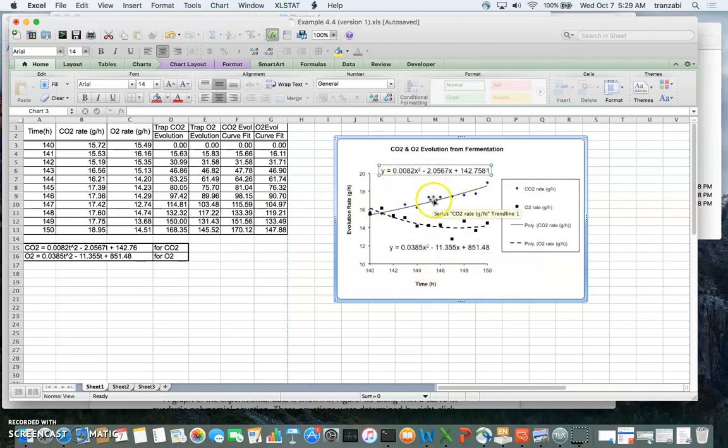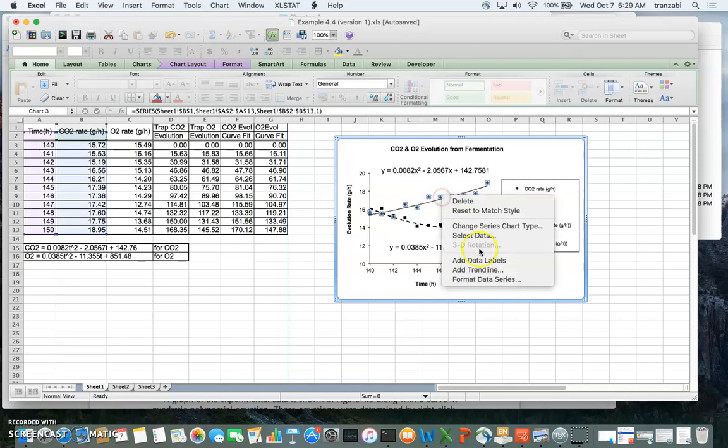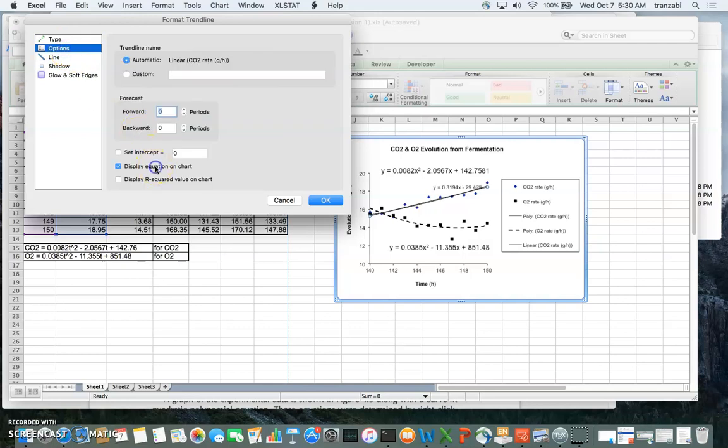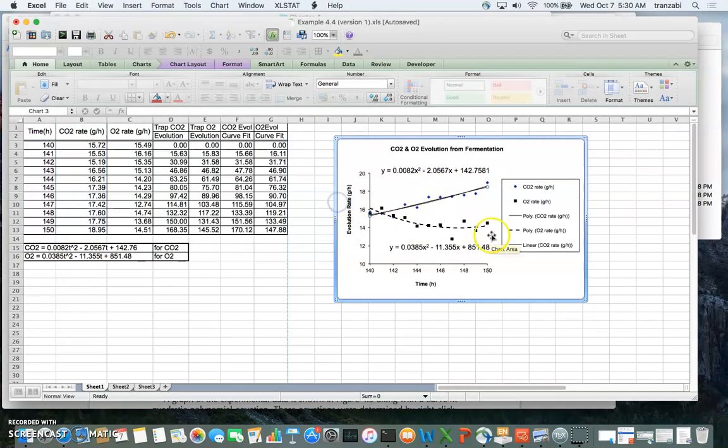And to show these equations again, once you click on your data points and you go to add trend line by holding down your right mouse key, and you go to options, and here you can say display equations on chart. You can see that, and if you just uncheck it, then it's going to go away. Anyways, so these are the equations I have.